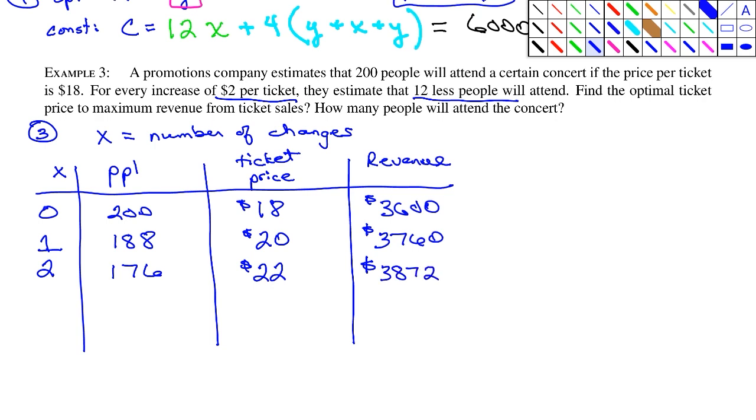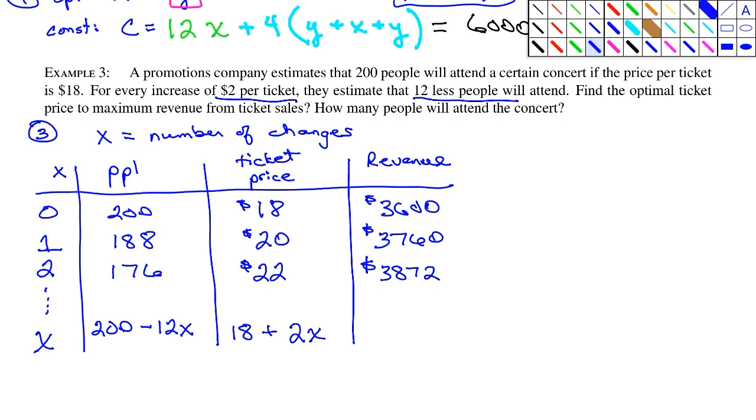All right, so we're going to need to use calculus to figure this out. And it may not even be an integer where it does this. So let's just go ahead and extrapolate what happens if I just call this X. Well, for the ticket price, we started out at $18, and we add $2 for every change. So that's 2X. And for the number of people, we started out with 200 people, and for every change X, we lose 12, so that's minus 12X.